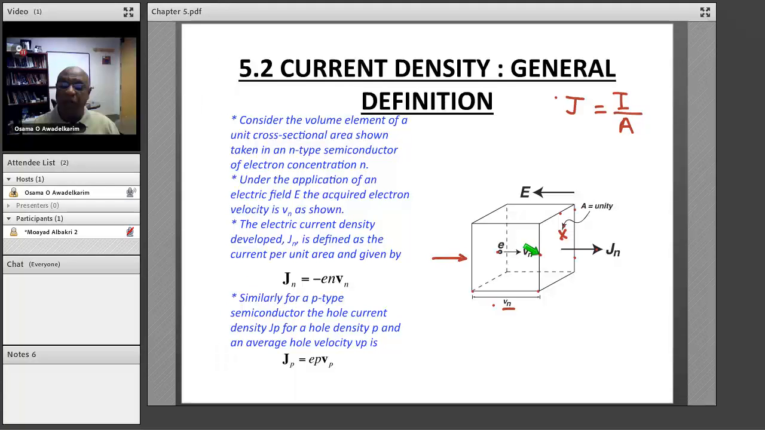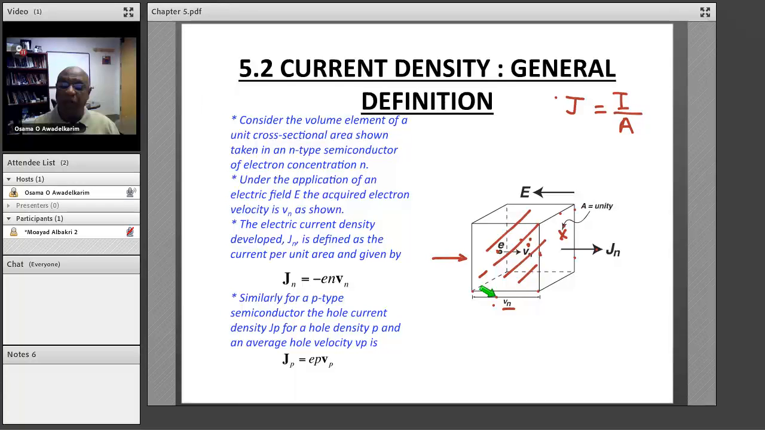So that means every electron inside this box will be able to leave in 1 second. Even the farthest electron, which is right at the back, would be able to leave in 1 second. All the electrons inside, of course, will be able to leave even in less than 1 second. So all the electrons inside this box would be leaving this box in 1 second if their average velocity is Vn, which is the length of the box.